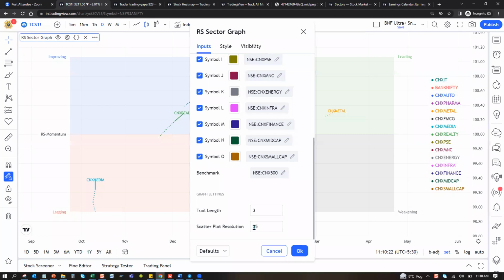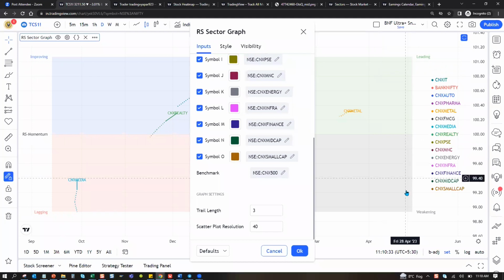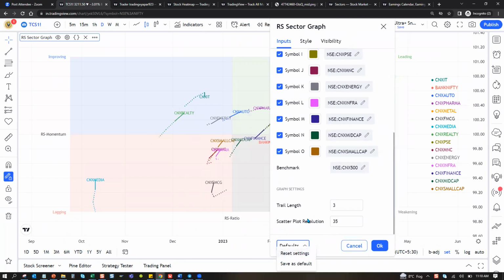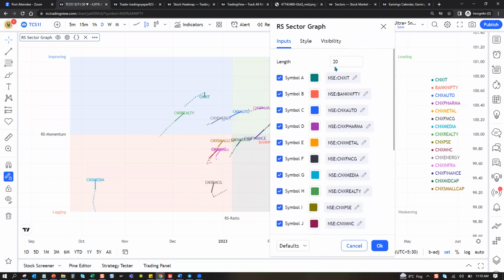And the scatter plot resolution is for the diagram, the box that is coming here. You can play around. For standard, keep it as 35. If you change this, it will get wider, and as per your screen size, you can keep it at a default value. When you are done, you just click on defaults and save as default. And at the top, I have given this as 20. You can do it faster. This is like moving averages.